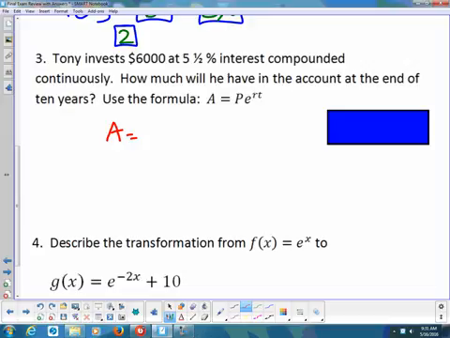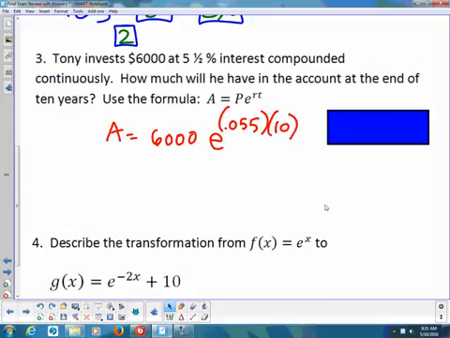The principal is 6,000. Okay. The r, the percentage, written as a decimal. So what's 5.5%? 0.055. And the number of years? 10. So go ahead, grab your calculators. What is 6,000 times e raised to the 0.055 times 10?